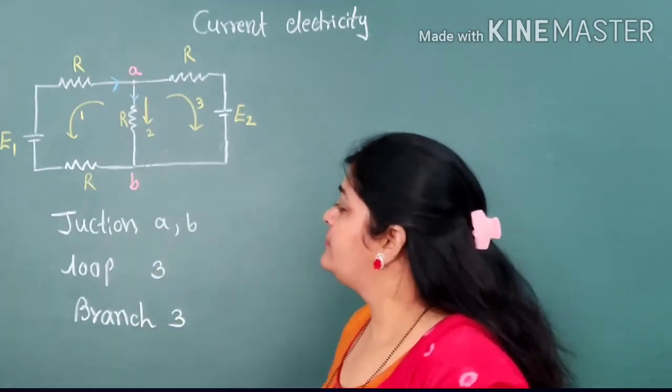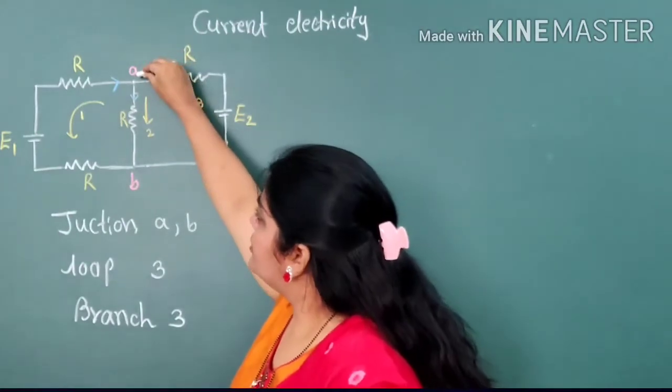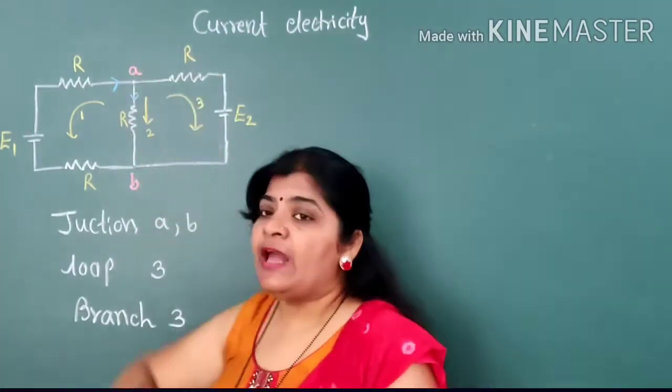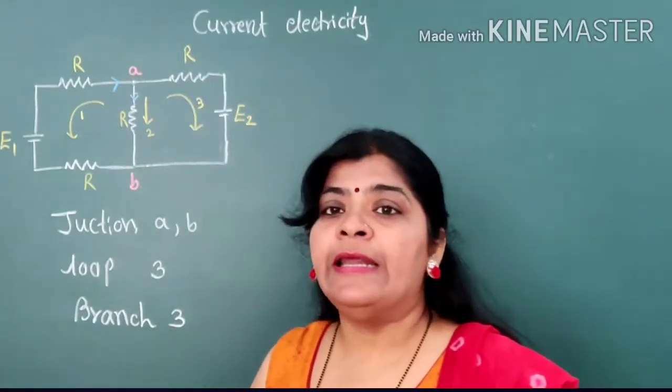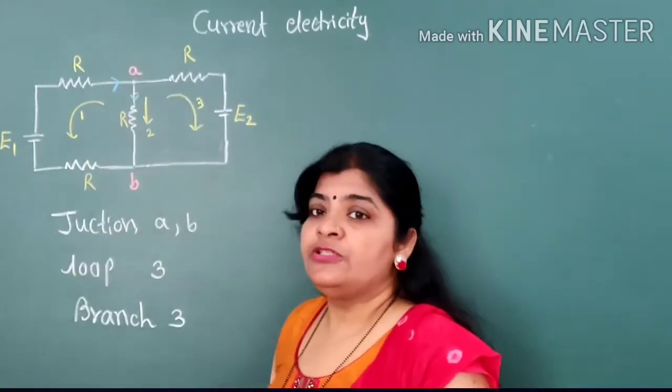What is meant by the junction? Now, if you see the diagram, A represents junction A and B represents junction B. The point at which two or more electrical components are connected is called the junction.